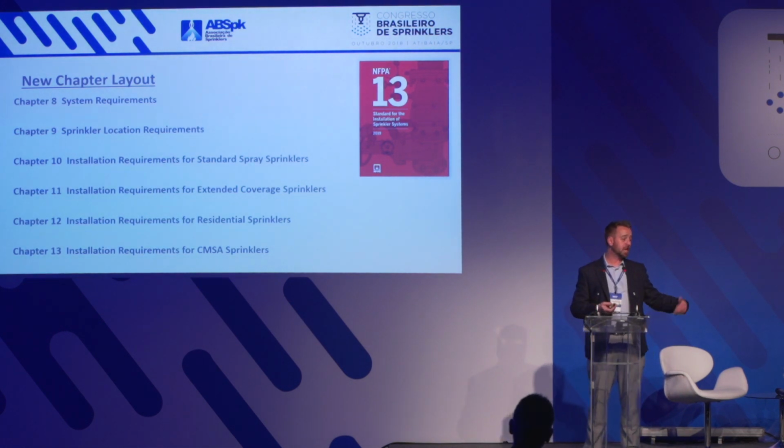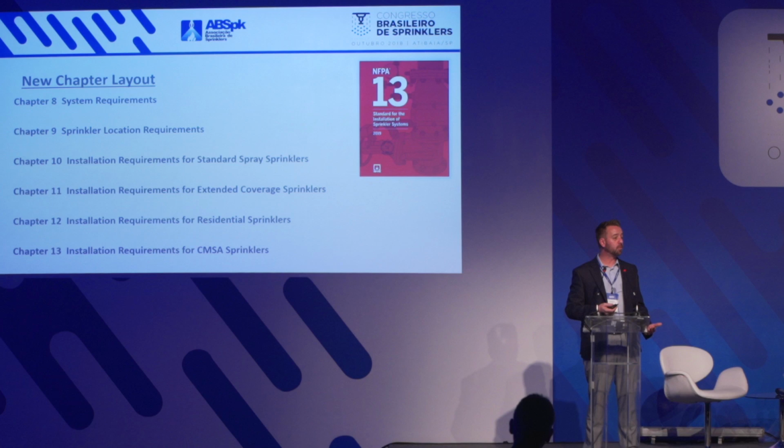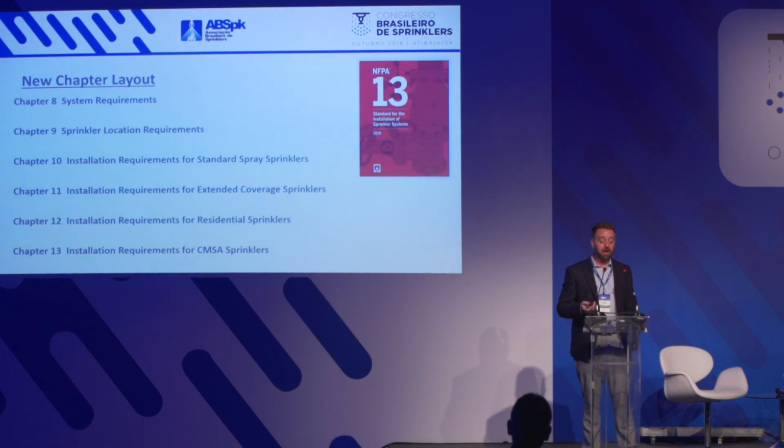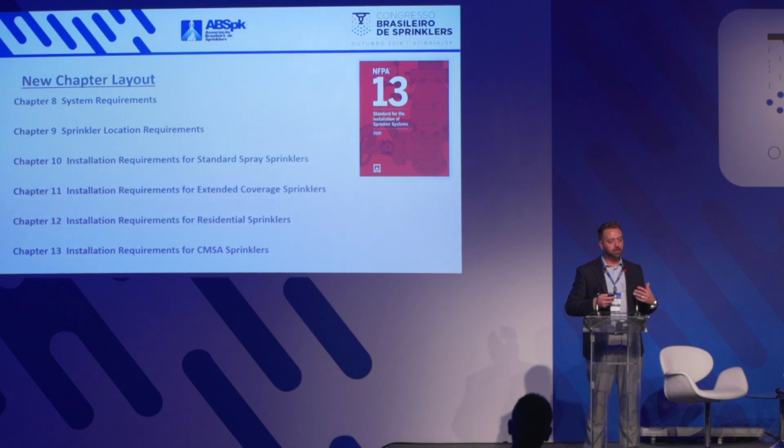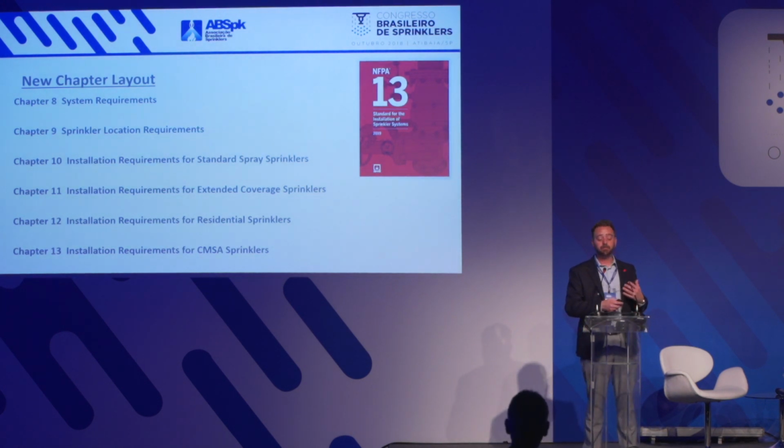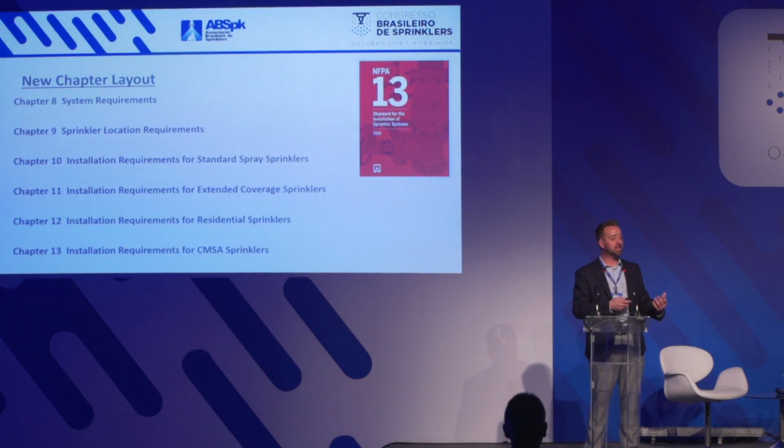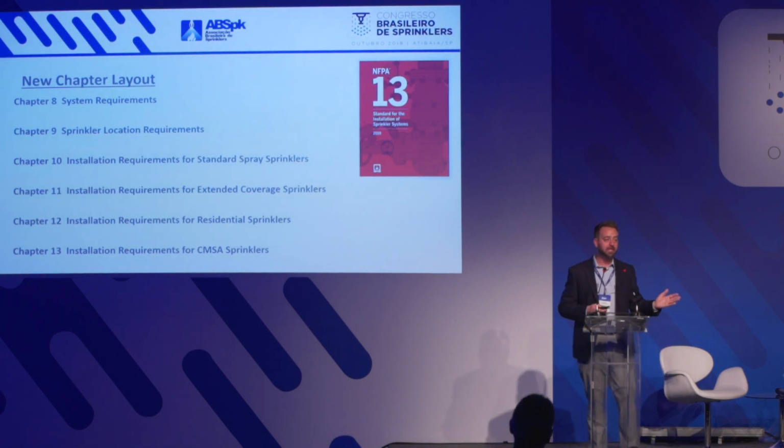Chapter 12, which used to be your general storage chapter, is now going to be for residential sprinklers. One of the nice things about Chapter 12 with residential sprinklers, those of you that are familiar with 13R and 13D, they added information about residential sprinklers for beams and slope ceilings, but they didn't add it to NFPA 13, but now it's added in the new 2019 edition.